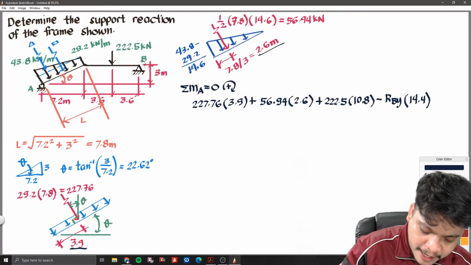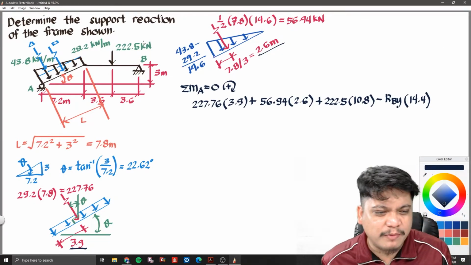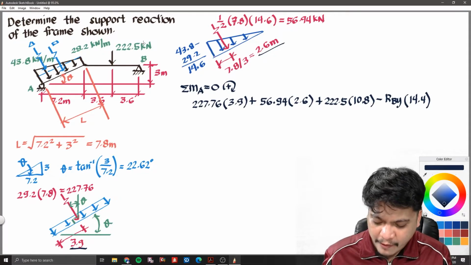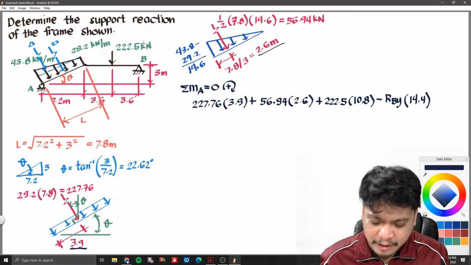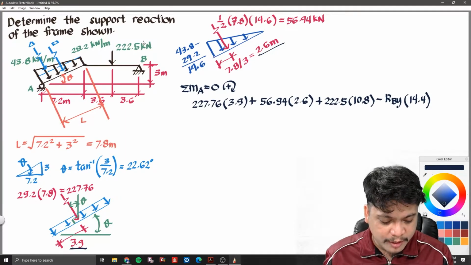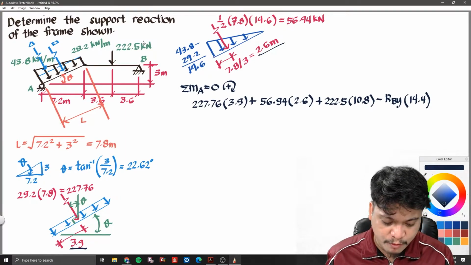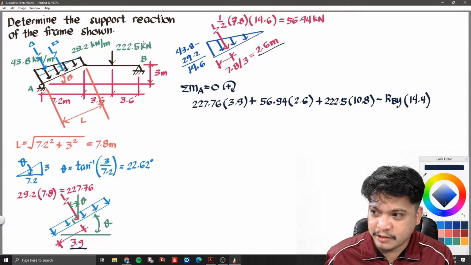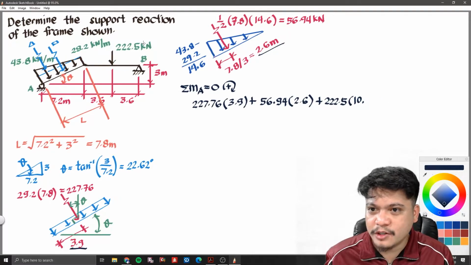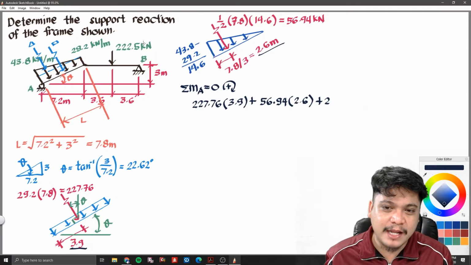Kaya lang meron pa pala akong x dito, no? So para hindi ko pala yata mas-solve to. Okay, so ayan, kasi dalawa yung unknowns mo, mas maganda pala kung dun tayo sa pinaka hinge magmo-moment, ano? So sige, i-delete ko na to. Okay. So dun ako sa B magmo-moment para mas madali.